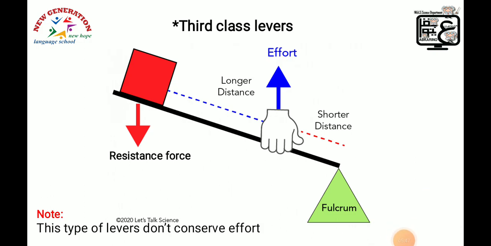So we get from the previous information that when the force arm and the resistance arm are equal, the effort force is equal to the resistance force. And when the force arm is longer than the resistance arm, the effort force is smaller than the resistance force. And when the force arm is shorter than the resistance arm, the effort force is larger than the resistance force.